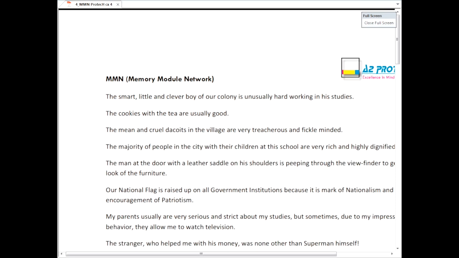Okay, now this is somewhat bigger, but let's see. Nothing is bigger in front of MMN, right? Okay, the mean and cruel dacoits in the village are very treacherous and fickle minded. When I read this, I saw are, so I understand that are is the auxiliary verb. So the subject is at most everything that comes before it; perhaps all of this could be the subject. Okay, let's start with this guess.